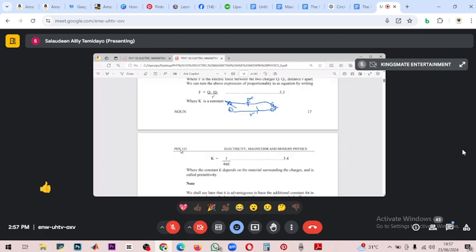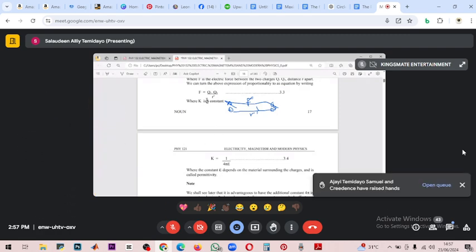Okay. So they're supposed to put F equals K Q1 Q2 over R squared. The K will be the constant. But in physics, we don't just assign constants anyhow. The constants have their own foundations. Where do they come from? The constant in Coulomb's law comes from this thing. We call it the Coulomb's constant.